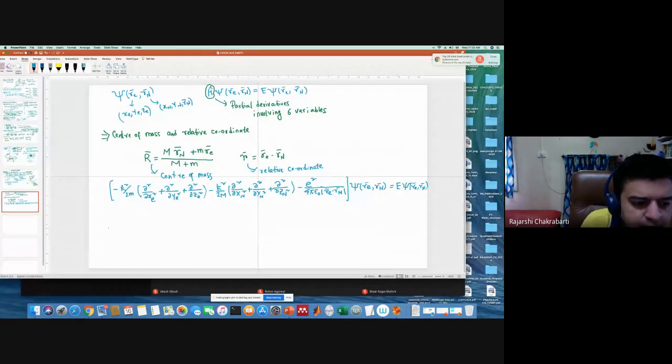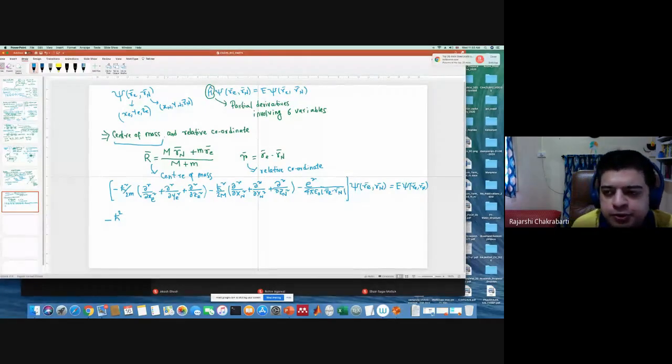So let me write down the first term. First term is going to be, when I talk about the center of mass motion, what should be the mass for this center of mass motion? What does it mean physically, center of mass?